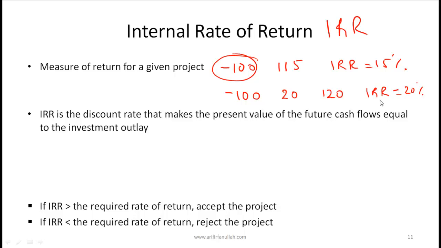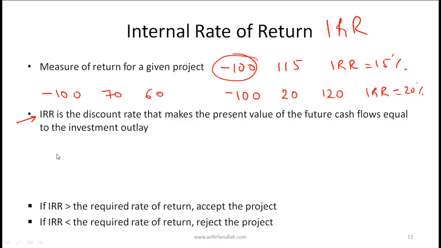Now things can get slightly complicated if the numbers are like this. Let's say you have invested 100 and then after 1 year you get 70 and after 2 years you get 60. So what's the IRR here? This is not easy to calculate, so we need a definition that will allow us to calculate IRR, and that definition is given right here. IRR is the discount rate that makes the present value of future cash flows equal to the investment outlay.